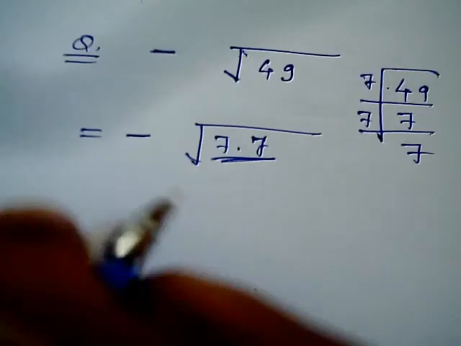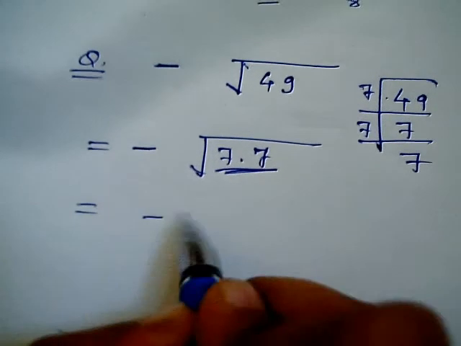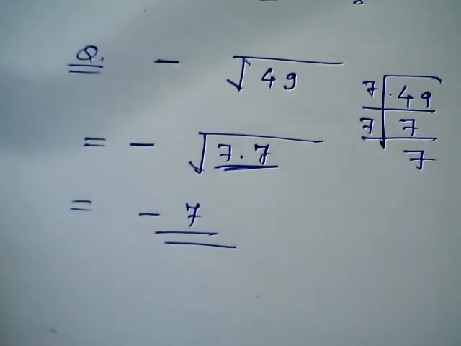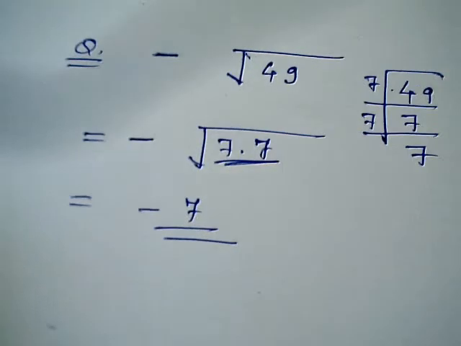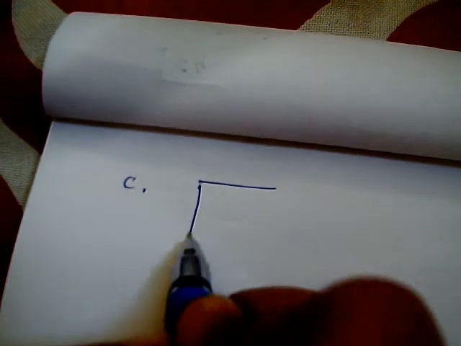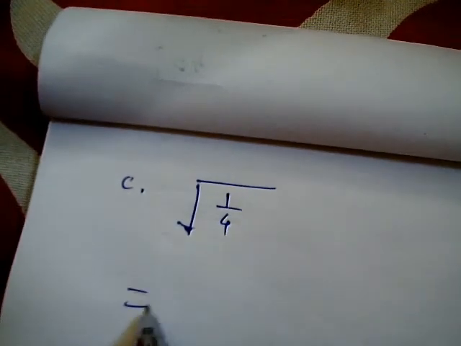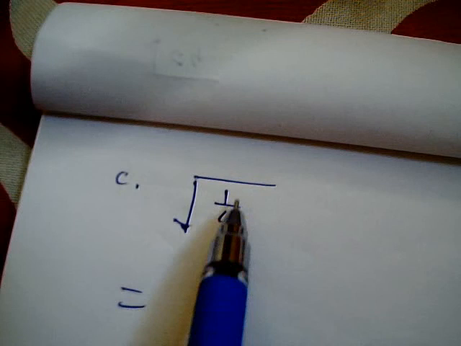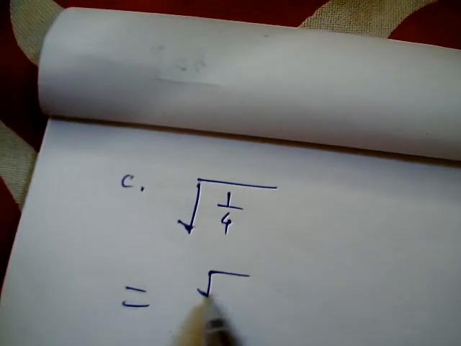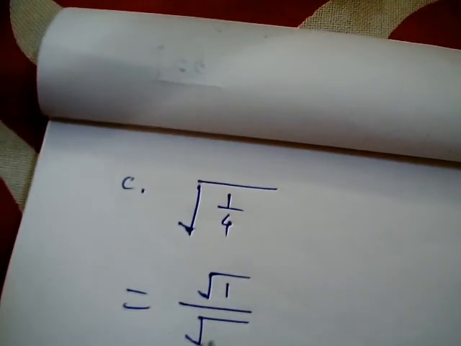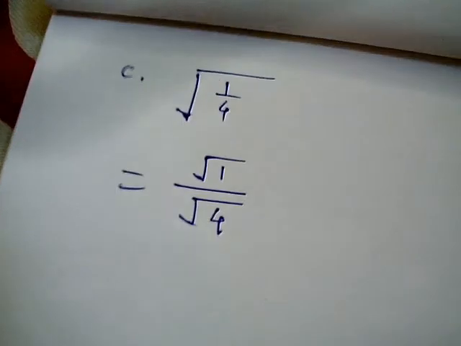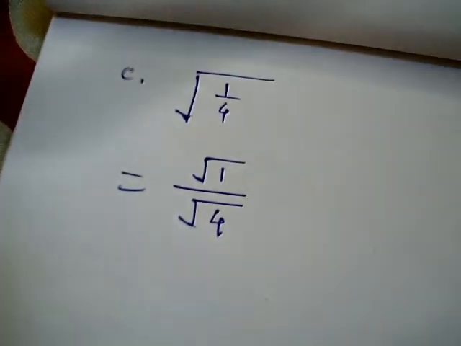Now I'm going to solve the next question, the C part: square root of 1 by 4. You can see one number is on top, one is at the bottom. So I can write them separately, and this is a property of the square root. We will be discussing all the properties later on. First I am going to attempt this question. The square root of 1 is always 1, and 4 is the square of which number? It's the square of 2, so 2 is going to come.